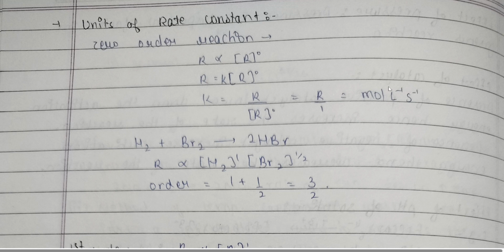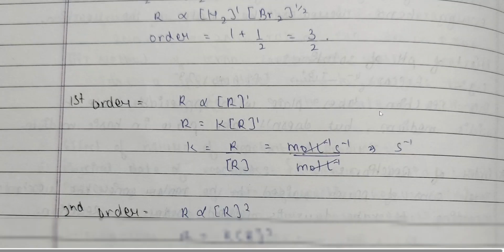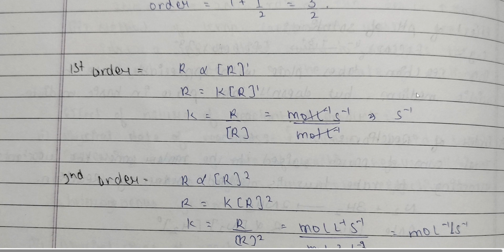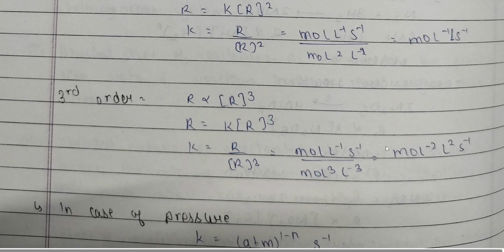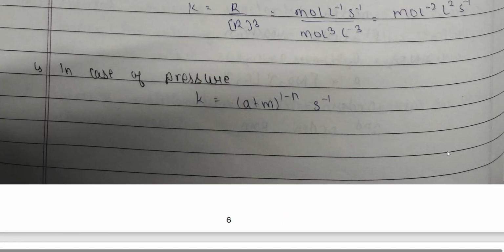Here the unit is mole per liter per second. For first order reaction the unit is second inverse. For second order reaction the unit is liter per mole per second. For third order reaction the unit is liter square per mole square per second. In case of pressure, K has units of atmosphere raised to power 1 minus n per second.